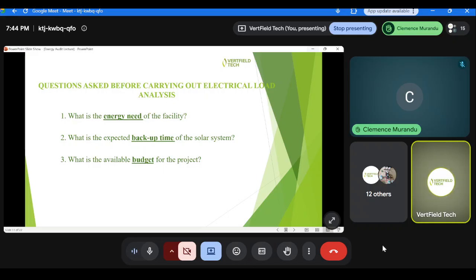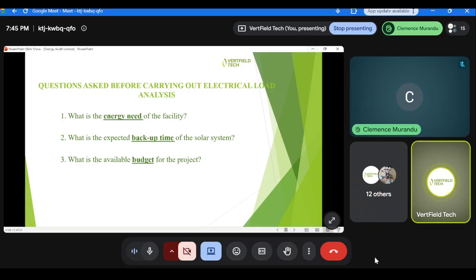Questions asked before carrying out an electrical load analysis. There are various questions that you are expected to ask before you carry out electrical load analysis. One, the energy need of the facility; two, the backup time of the facility; and three, the budget available for that project. Now, this is the way it works, and this is the rule of the game.